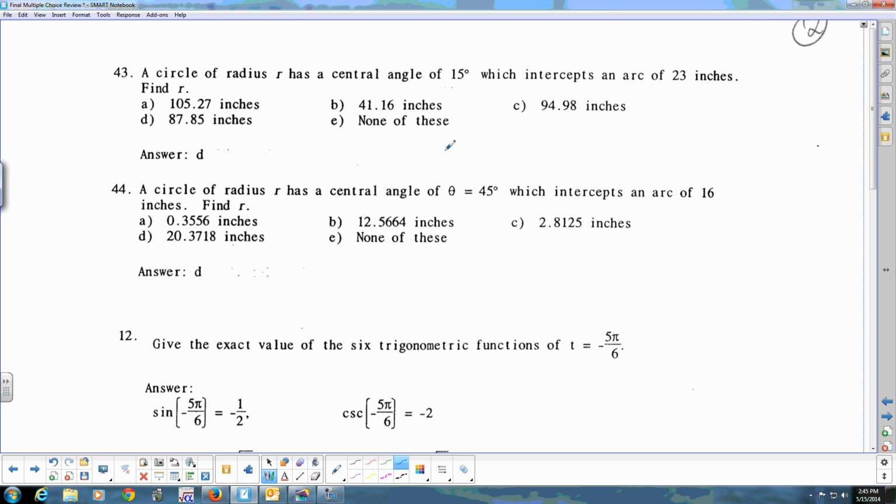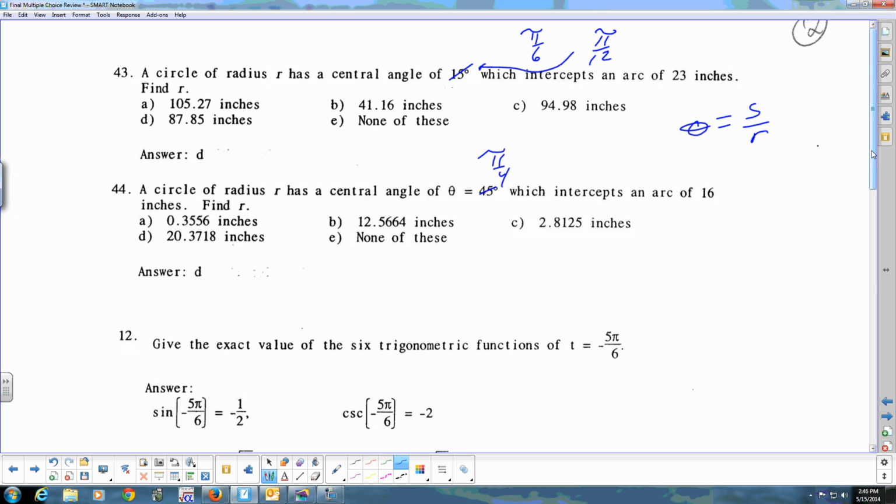Okay, 15 degrees. Again, you can't use 15 degrees. Pi over 6 is 30, so half of that would be pi over 12. That's what you could use here. Arc length of 23, fill out theta is equal to S over R. Away you go. Same thing, can't use 45. Pi over 4, fill it in, away you go.